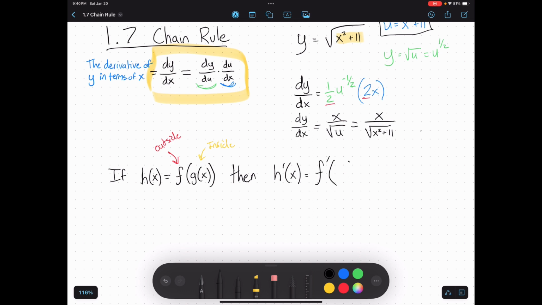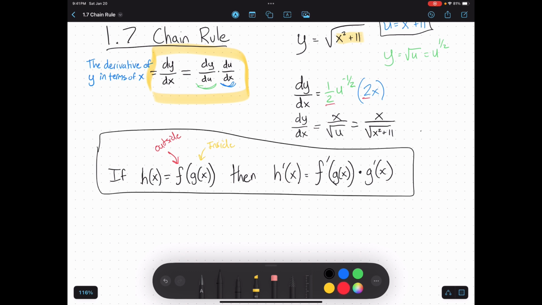So I'm going to take the derivative of the outside function, but you'll notice it ends up being in terms of u, which is the original inside function. So you keep the inside function, you keep it inside that derivative. Okay? But then you have to multiply it by the derivative of du over dx, which in this case represents the derivative of the inside function. Okay? So that's the chain rule in function notation.